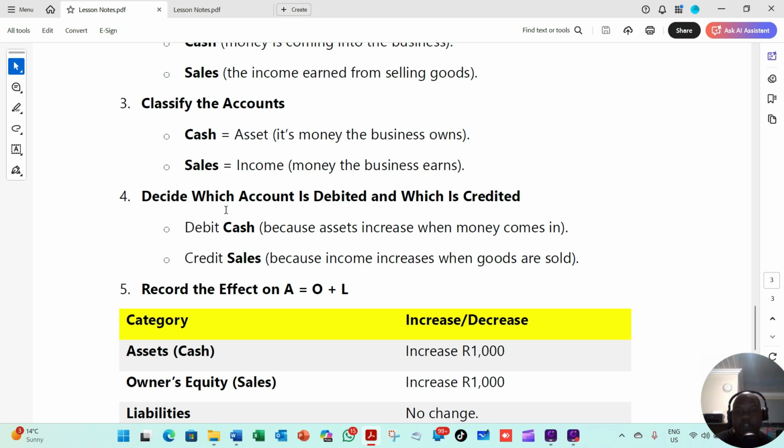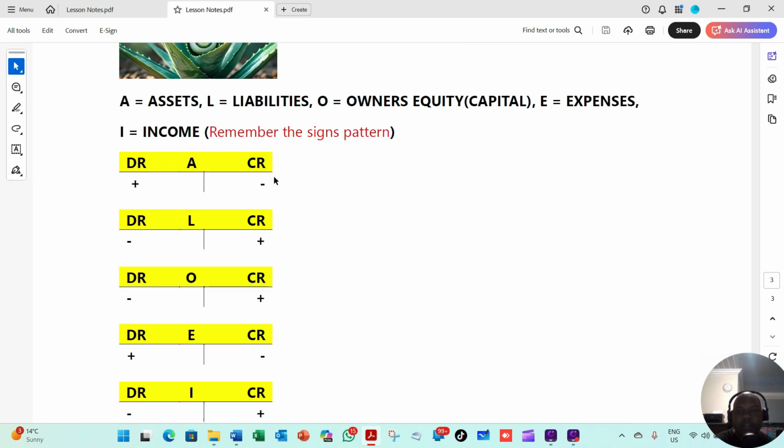So you would ask yourself again, this cash account, is the asset account increasing? Because we've already identified them as income and expense. You ask yourself, is the asset increasing or decreasing? Okay, the asset is increasing because we are receiving money. The asset is increasing, so we're going to debit it because assets increase on the debit side.